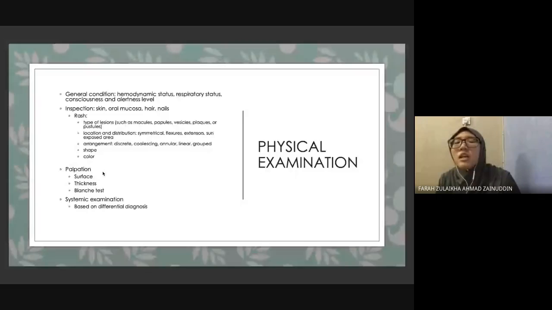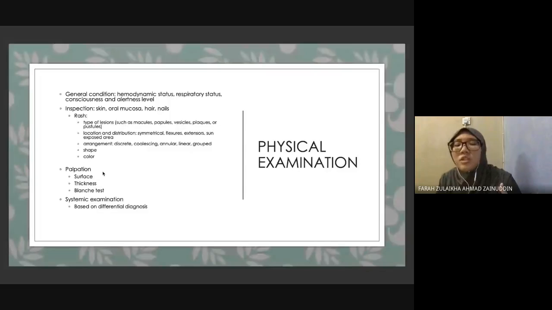For physical examination, of course, start with general condition to look at the patient's hemodynamic status, respiratory distress, consciousness, and alertness level. However, what we want to look into in more detail is the rash. We need to inspect all possible areas for rash: all skin, oral mucosa, hair, as well as nails. We need to know the type of lesions, as I mentioned just now, location and distribution, arrangement, as well as shape and color. Next, if possible, we can do palpation. We want to feel whether it is palpable or not, whether it is blanching or not, whether it is thick or not. We need to feel the surface. And next is systemic examination based on our differential diagnosis.